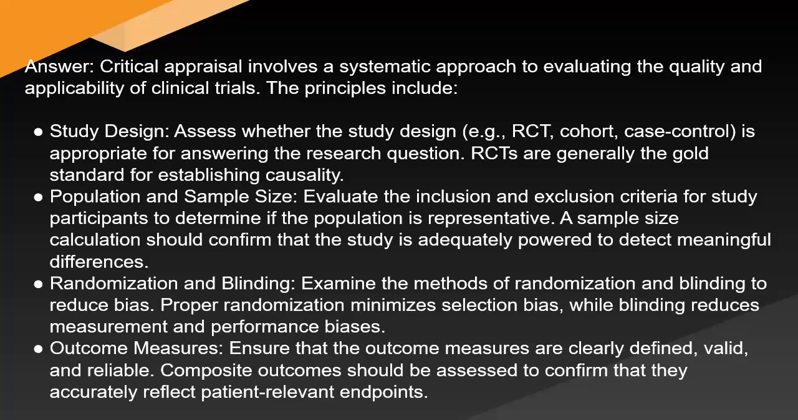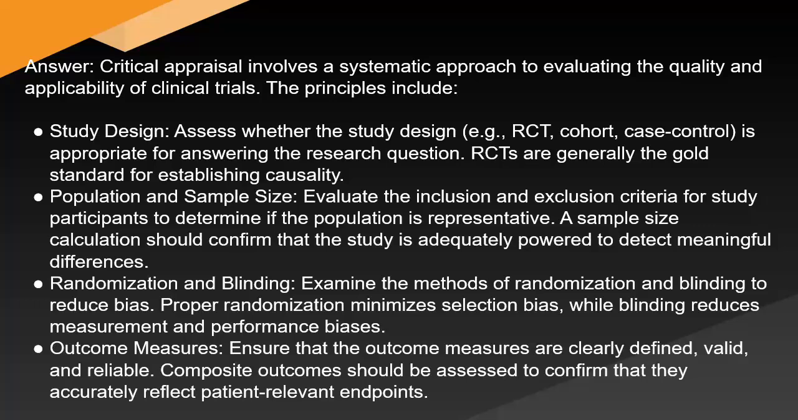Population and sample size. Evaluate the inclusion and exclusion criteria for study participants to determine if the population is representative. A sample size calculation should confirm that the study is adequately powered to detect meaningful differences. Randomization and blinding. Examine the methods of randomization and blinding to reduce bias. Proper randomization minimizes selection bias, while blinding reduces measurement and performance biases.